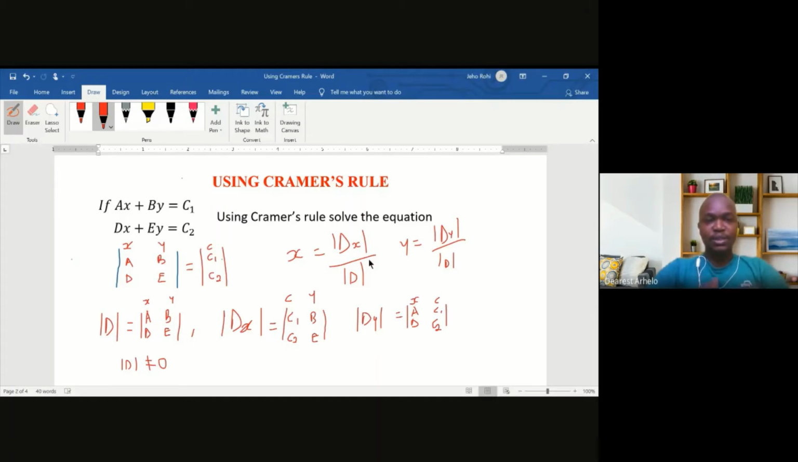All right, so this is how we use Cramer's rule to solve equations. And please remember that determinant of d must not be equal to 0. If it is equal to 0, then we cannot use Cramer's rule.